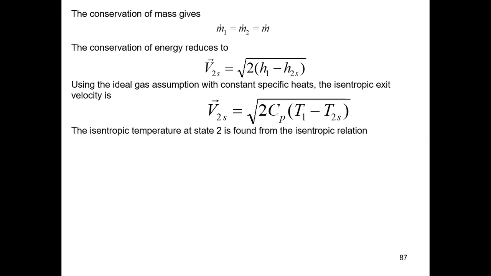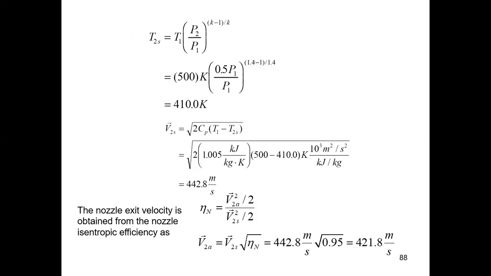Okay. And basically for H we can write Cp times (T1 minus T2S). Okay. So V2S is equal to square root of 2 Cp times (T1 minus T2S). Now we just plug in the values. First we get T2S, then we plug in the value to get the V2S, from which we will calculate eta of the nozzle. Actually, using that, because eta of the nozzle is given to us, we can calculate V2A, the actual velocity.